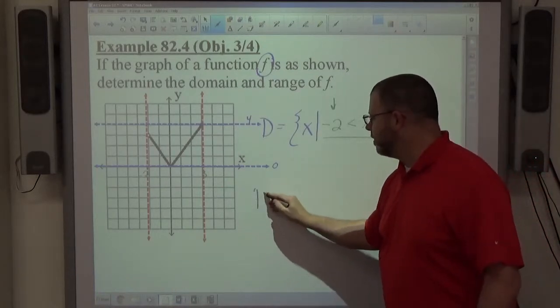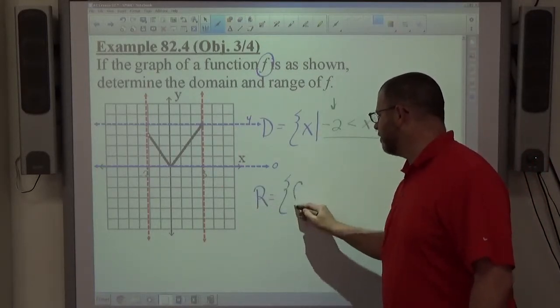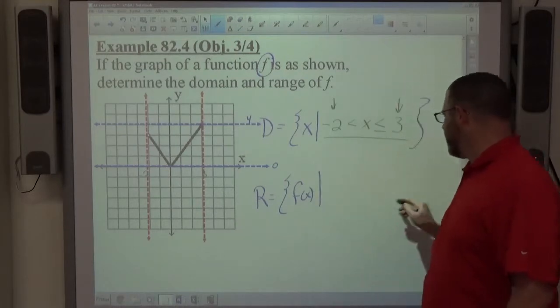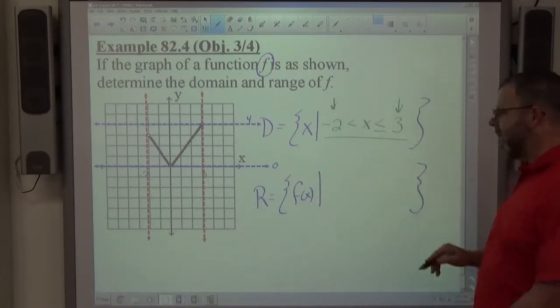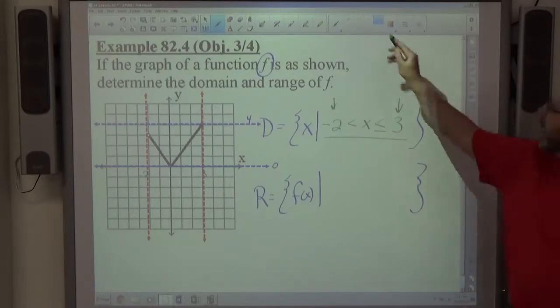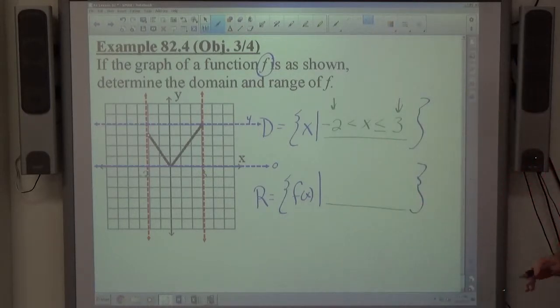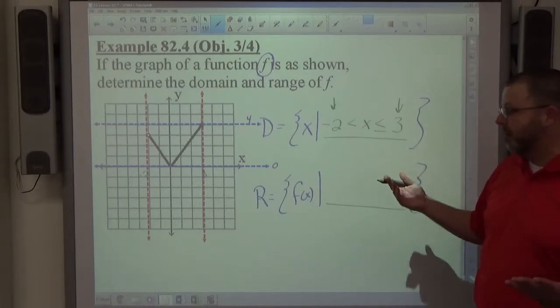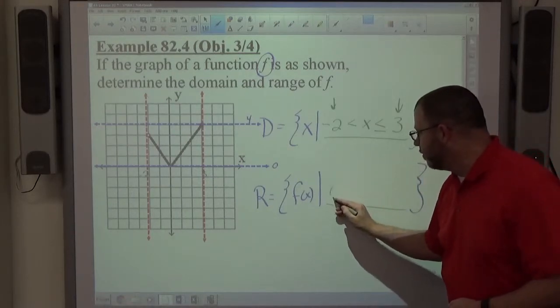So range equals the set of all f of x such that, every range answer is going to look like this. The answer goes right here. And to find the answer, we simply say where f of x lives. It starts at 0.